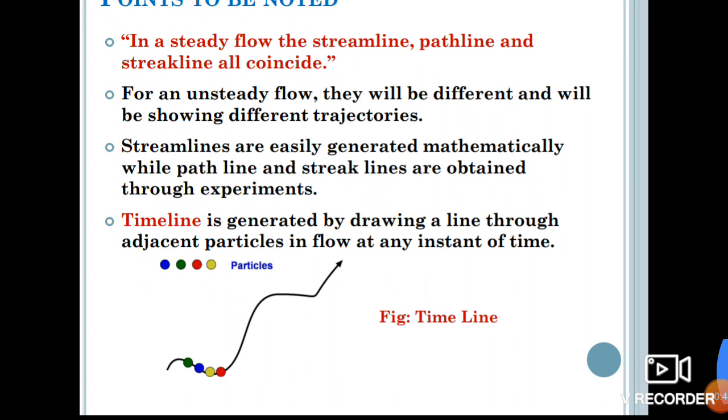Another important point is timeline. Timeline is a line through adjacent particles in a flow at any instant of time. We are joining all the particles through a flow. That is known as timeline. It is just similar to that of path line.